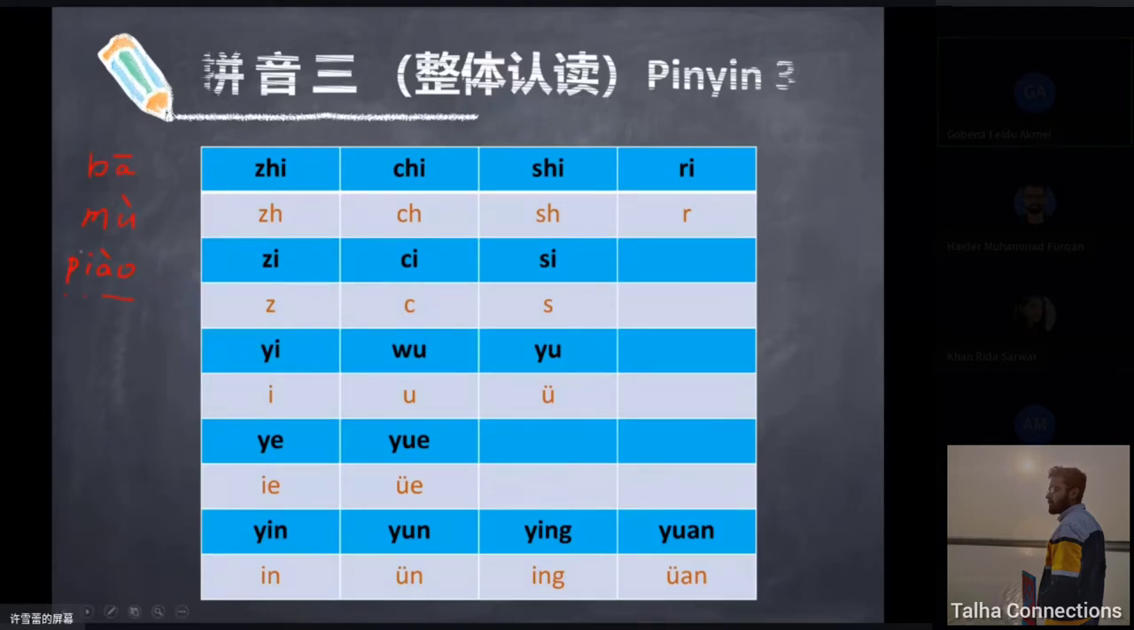But for some other syllables, we do not need to combine them. They just read as a whole. Now, for example, like this syllable, it is read zhi. We do not read the initial and the final and then put them together. You just read it as a whole. Zhi. And this one, shi. So, zhi, chi, shi.